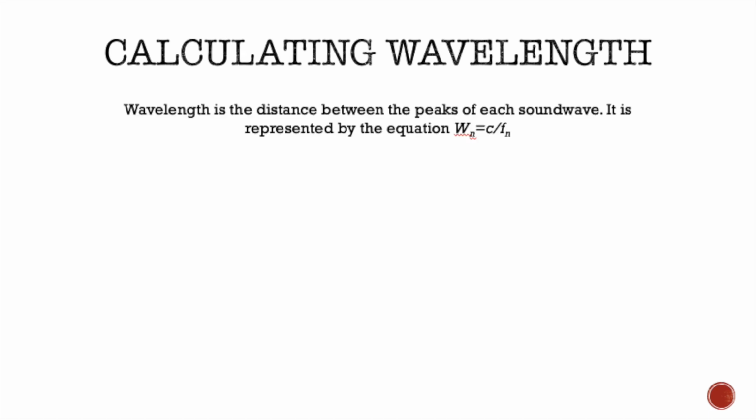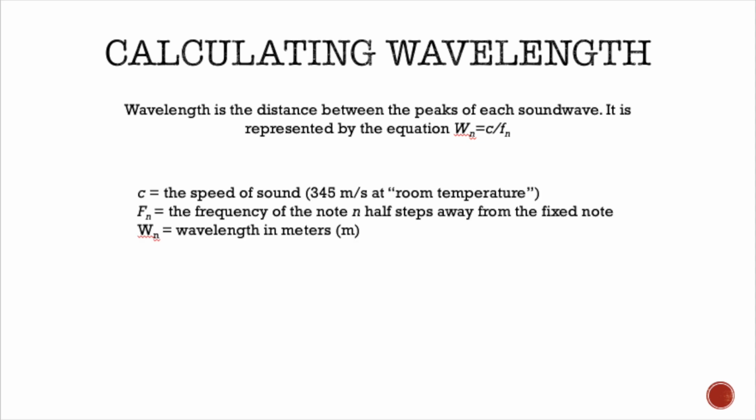Now that we've mastered calculating pitch and frequency together, I would also like to show you how to calculate wavelength, as it directly relates to the answer that we found in our previous equation. Wavelength is the distance between the peaks of each sound wave. It is represented by the equation Wn equals c divided by Fn, where c equals the speed of sound, Fn equals the frequency of the note n half steps away from the fixed note, and Wn equals the wavelength in meters. For the sake of this equation, we're just going to say that c equals the speed of sound at room temperature, which is going to be 345 meters per second.